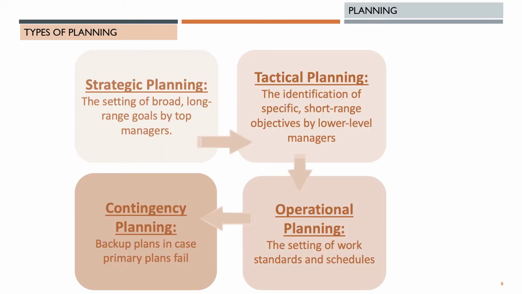Another type of planning is planning at the different levels. For the top managers, we have strategic planning, which is the setting of broad and long-term goals. For the lower level managers, we have technical planning, which is identification of specific short-range objectives. And then we have operational planning, the setting of work standards and schedules. And lastly, we have contingency planning, which is backup plans in case the primary plans fail.